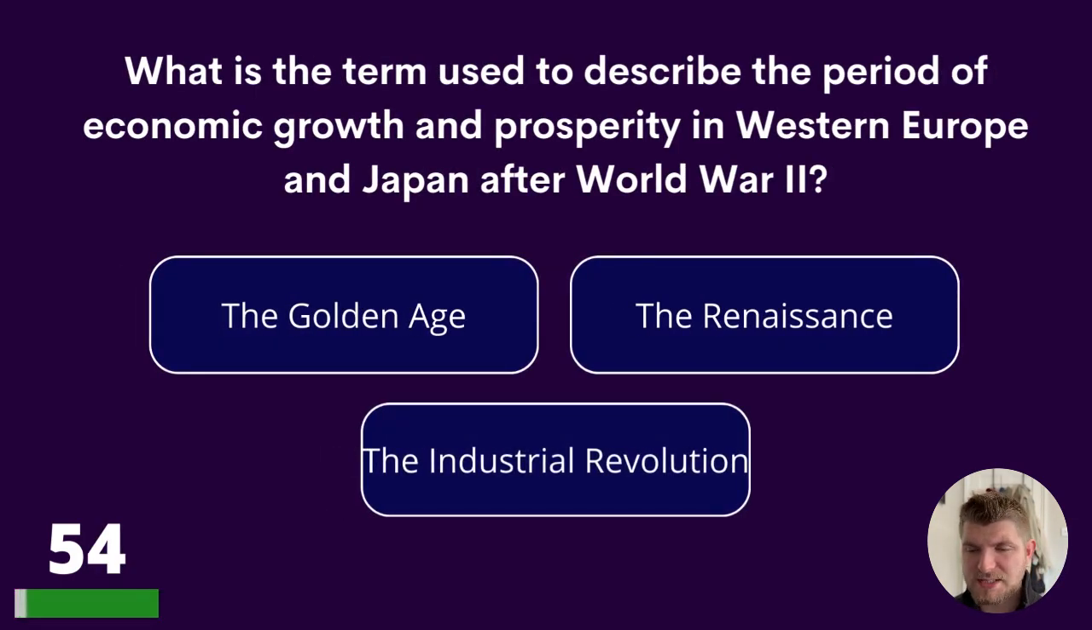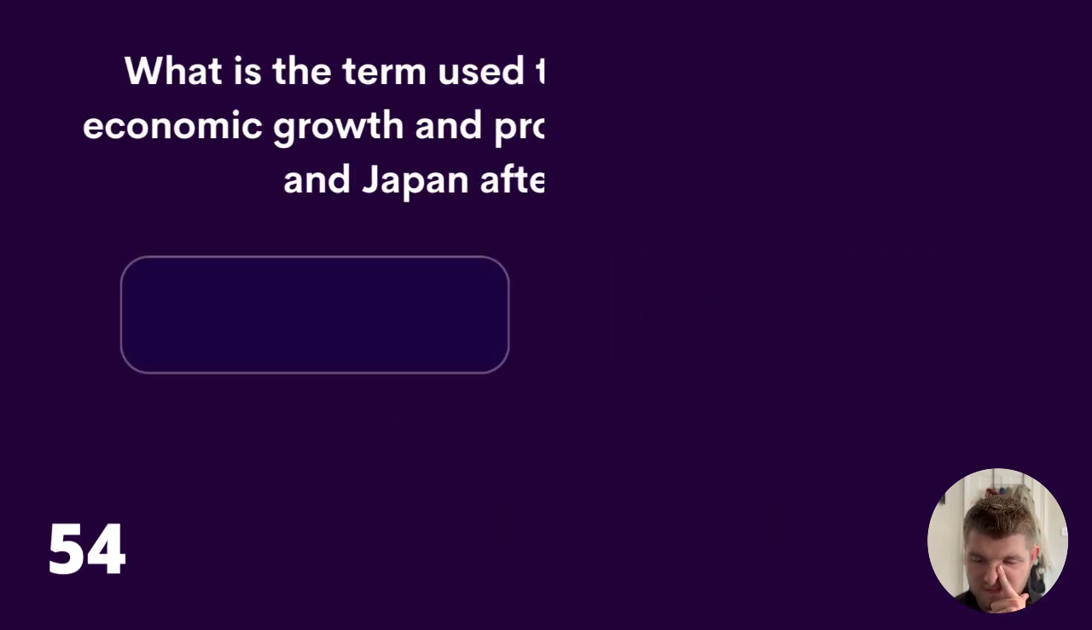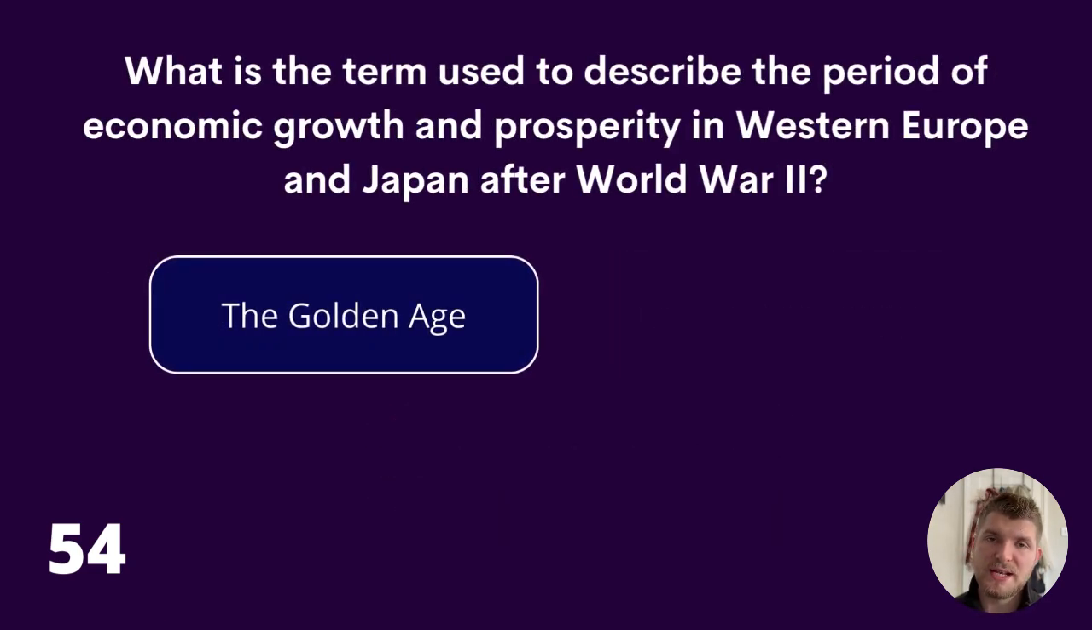54. What is the term used to describe the period of economic growth and prosperity in Western Europe and Japan after World War II? The Golden Age, the Renaissance, or the Industrial Revolution? The answer is the Golden Age.